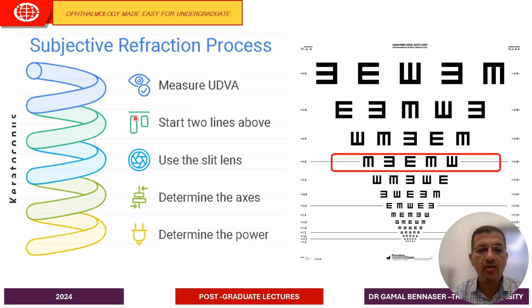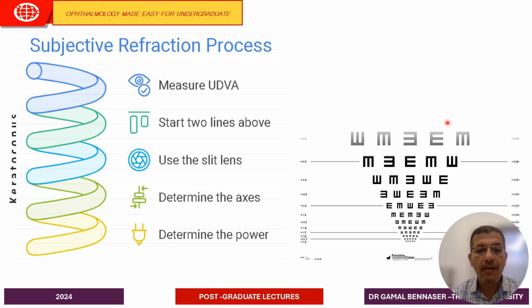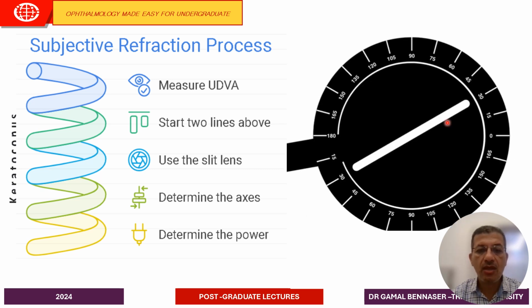First thing that you have to determine the unaided visual acuity first. For example, in this patient, this is the unaided visual acuity without any correction. Then you go 2 lines above. So start concentrate on this 2 line. Ask your patient to concentrate on this line. And of course, we will use the stenopaic slit. By this stenopaic slit, we want to determine meridian by meridian, the 2 principal meridians of the patients.